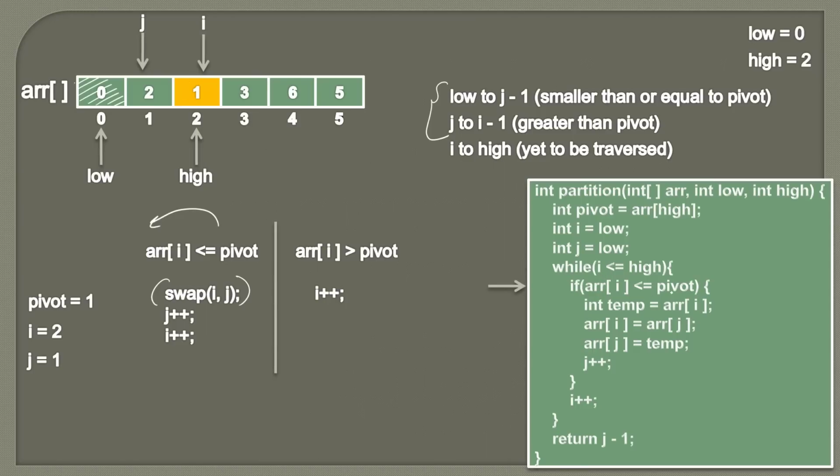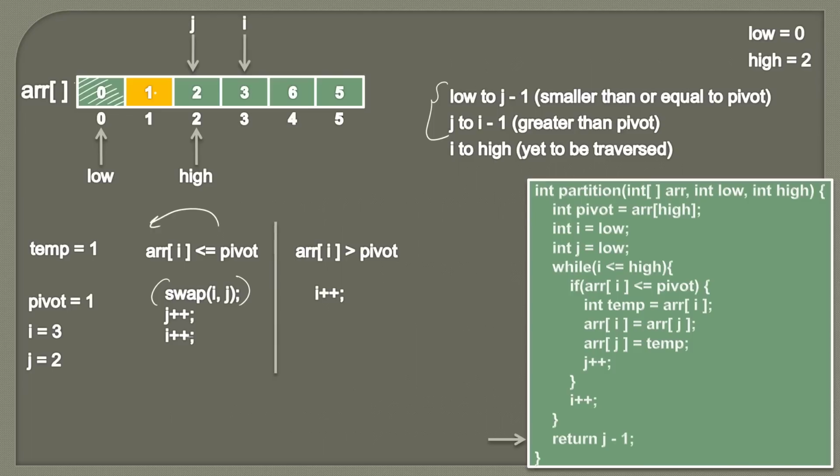Now 1 is equal to pivot. So we do this swap again. So 2 comes here and 1 goes there. Then we increment j. J becomes 2. And we increment I. So I becomes 3. And this while loop will terminate because value of I is 3 and j is 2. So 3 is not less than or equal to 2.